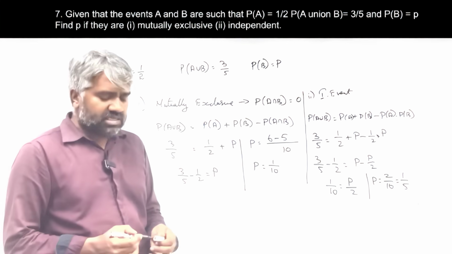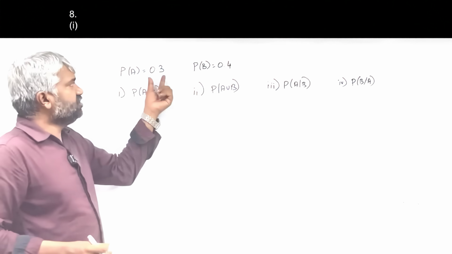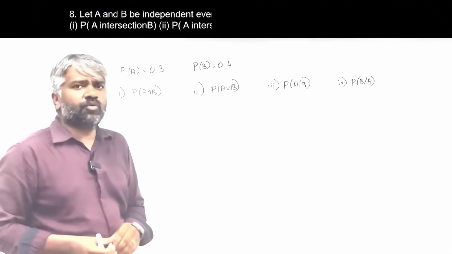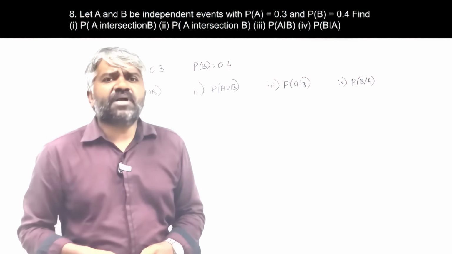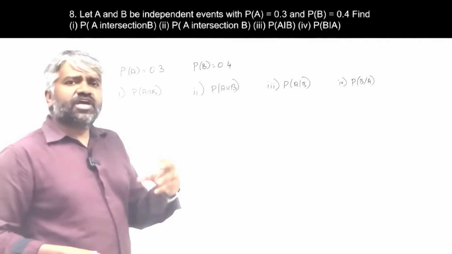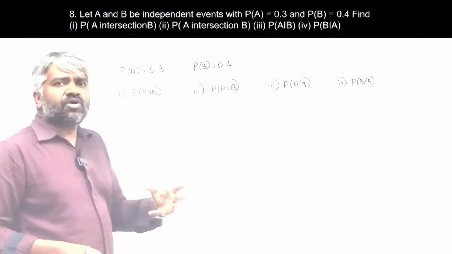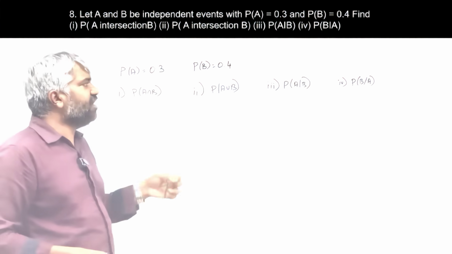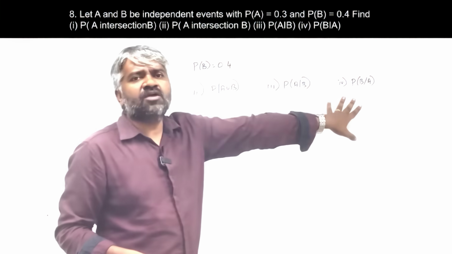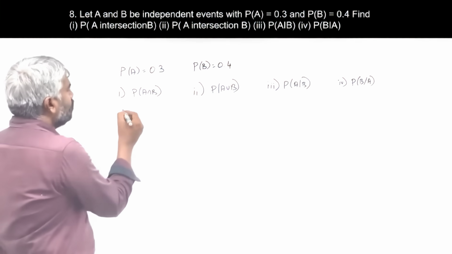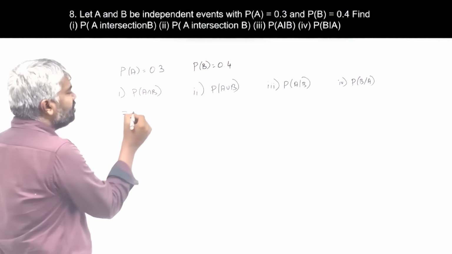Now we can move to the next question. P of A is 0.3, P of B is 0.4. They have mentioned that A and B are independent events. So with the help of those two data, since they have mentioned independent events, we are going to find all the four required answers from the four subdivisions. So what is P of A intersection B?